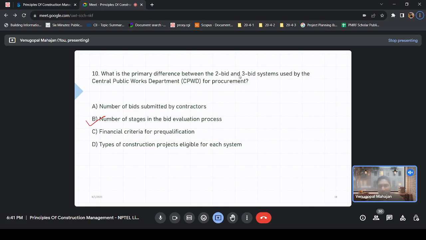You guys are free to Google it. So is it administrative approval? No. Administrative approval is done even before inviting the NIT, or sorry, even before inviting the tenders. Okay, so it's C, financial criteria.